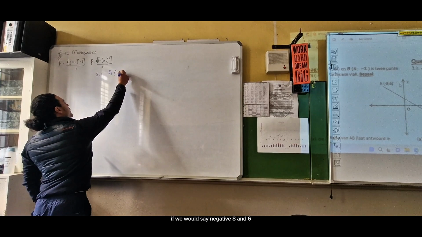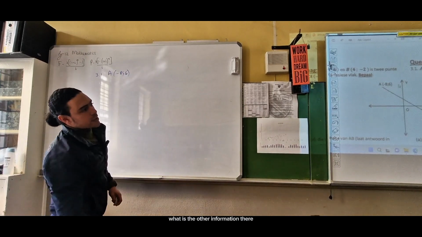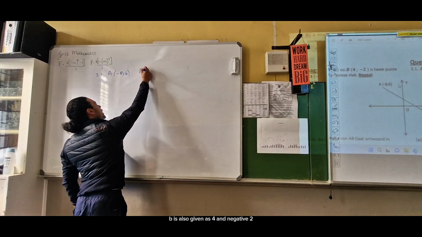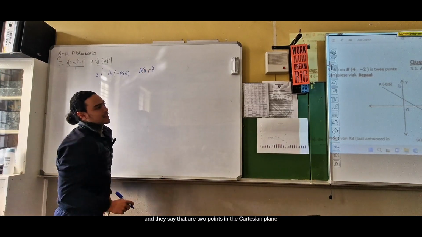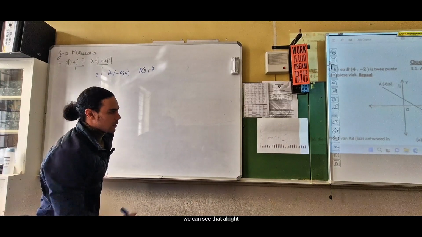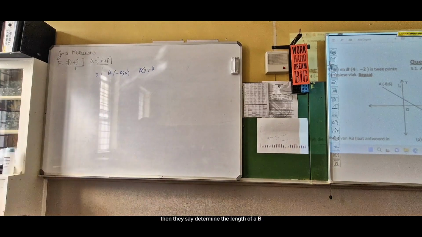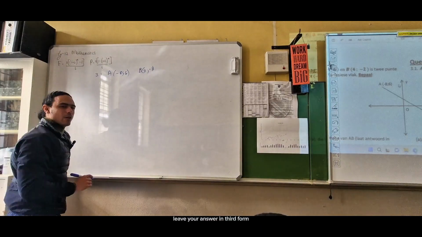So we would say -8 and 6. What is the other information there? B is also given as 4 and -2. And they say that these are 2 points in the Cartesian plane. We can see that. But there's also a sketch. Then they say determine the length of AB. Leave your answer in surd form.